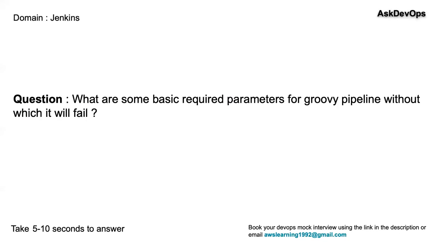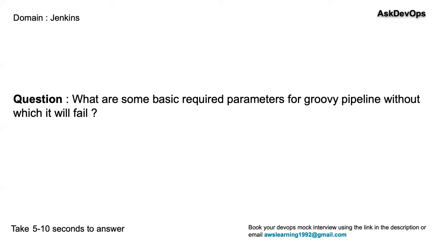Let's go to the next question. It is coming from the domain Jenkins. What are some basic required parameters for a Groovy pipeline without which it will fail? In fact, this question was asked by one of my students who had attended a DevOps mock interview session. After that, my student had asked this question, and hence I have added this in this video. Okay, so let us understand the question.